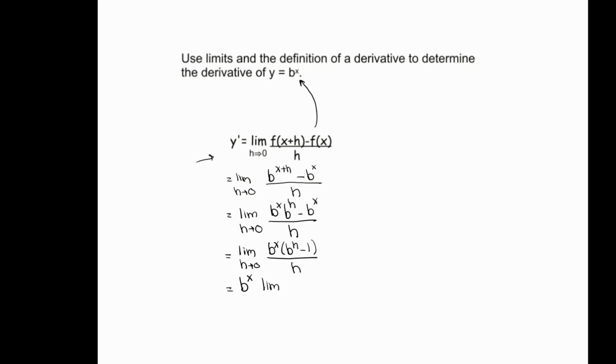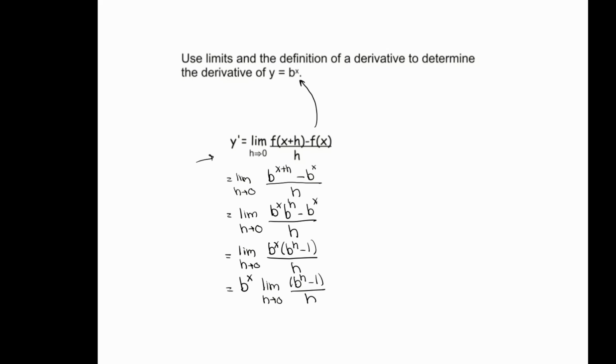So now we have b to the power of x times the limit as h approaches 0 of b to the power of h minus 1 all over h. So our derivative is b to the power of x times that limit. That means that the value of b we put in here changes our derivative. If it was 2, that would be different than if it was 3 to the power of x or 4 to the power of x.